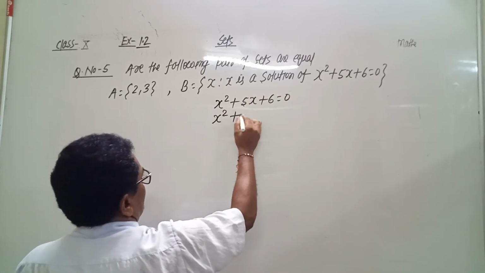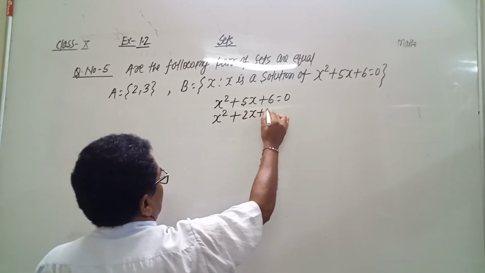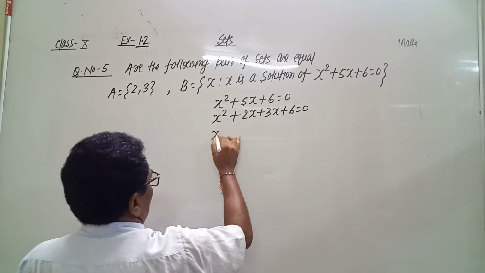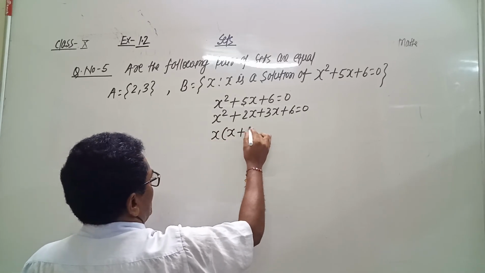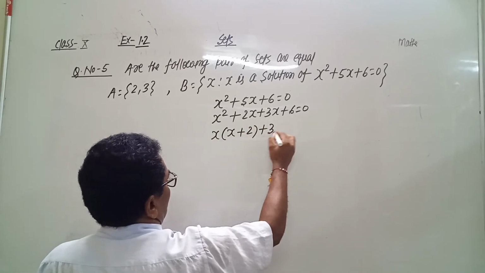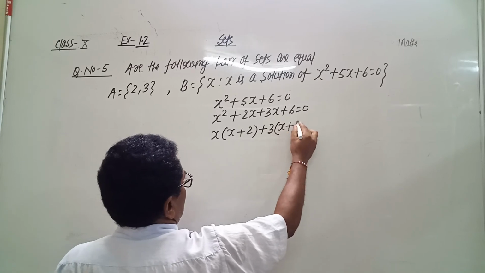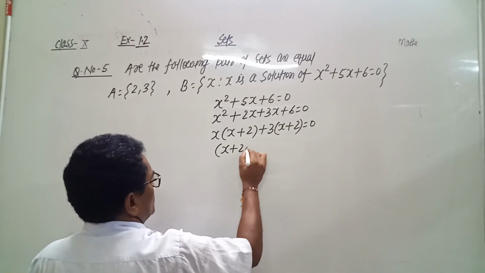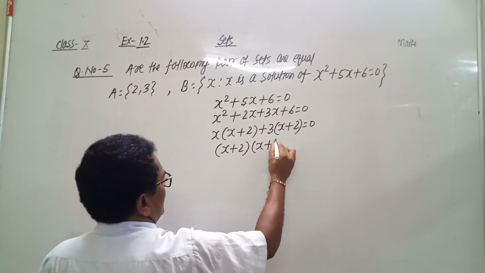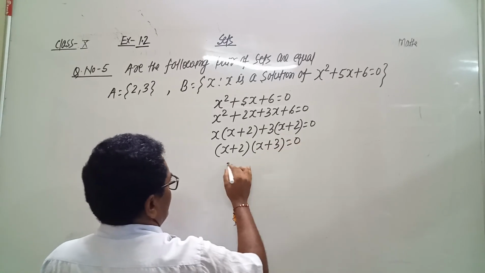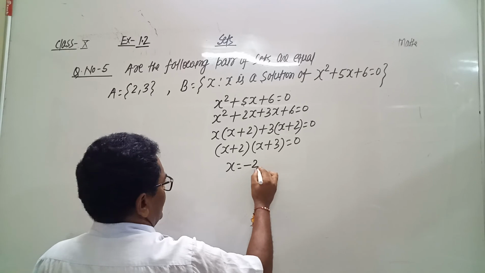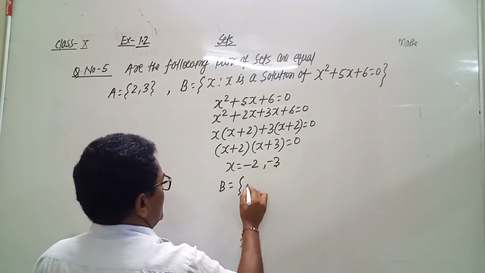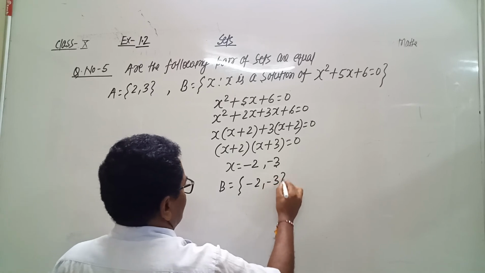Solve by splitting the middle term. 5x is written as 2x plus 3x, plus 6 equals 0. From the first two terms x is common, we get x plus 2. From the next two terms 3 is common, so we get x plus 2. Then (x plus 2)(x plus 3) equals 0, and we say that x equals minus 2 and x equals minus 3. So set B comes to be {minus 2, minus 3}.